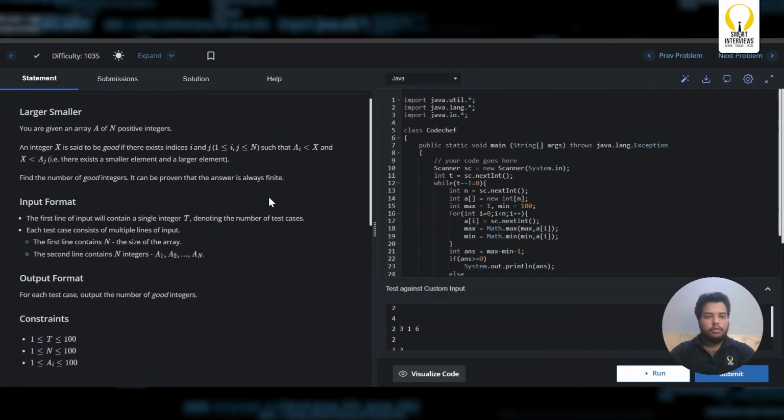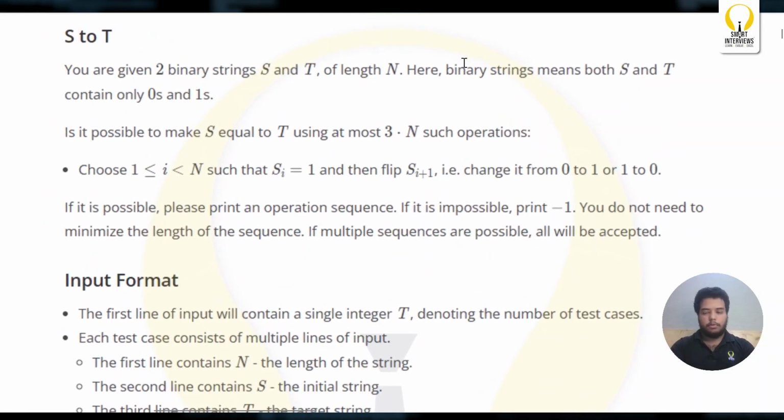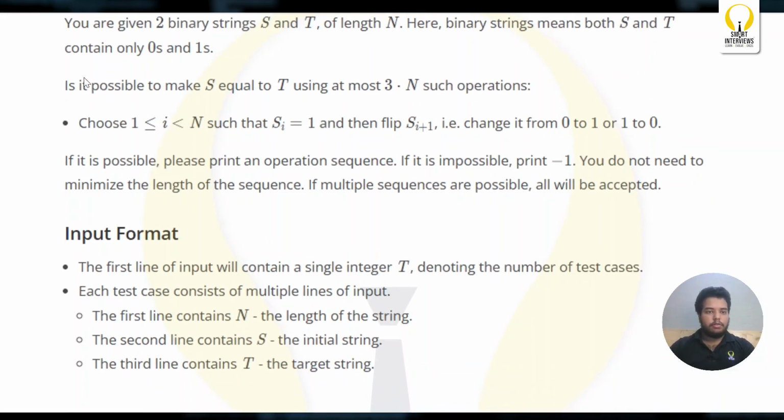Let's go for the fourth problem. So the problem name is S to D. In this we are given two binary strings S and T of individual length n. So both are of the same length. Here they are mentioning that the binary strings contain only zeros and ones obviously. They are asking you to make S equal to T using at most 3 into n such operations.